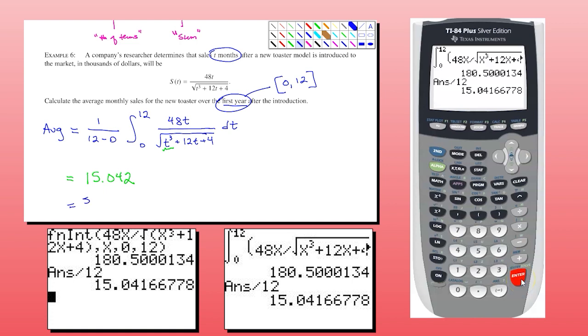And because this was in thousands, that means it's $15,042 per month. That's the average amount of sales for my new toaster.